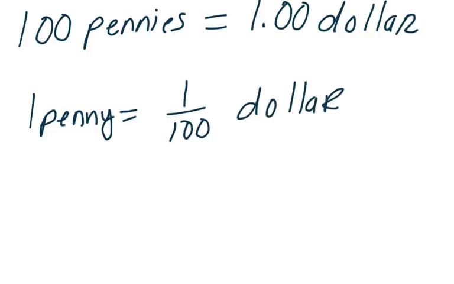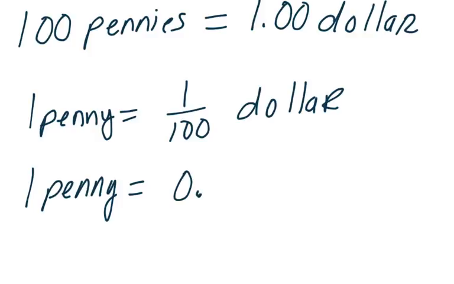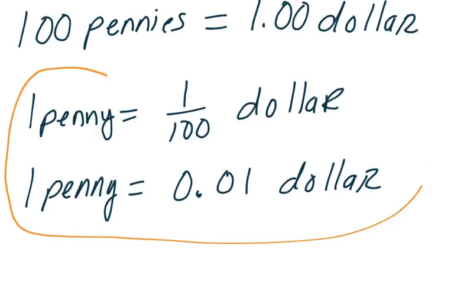That's in fractional form. Here it is in decimal form, that 1 penny is equal to 0.01 of a dollar. So when we look at it, that's going to be the important part.